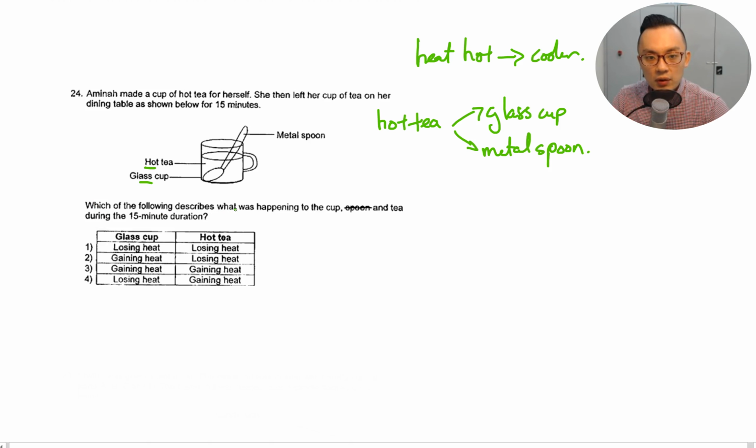Which one of the following describes what was happening to the cup and the tea during the 15-minute duration? So the glass cup will increase because heat is transferred there. Hot tea will decrease. So hot tea will lose heat. This too is correct. Glass cup will gain heat because the hot tea is losing heat to the glass cup. So this is wrong, this is wrong, this is wrong. So the answer is number 2, because the hot tea will lose heat and the glass cup will gain heat.